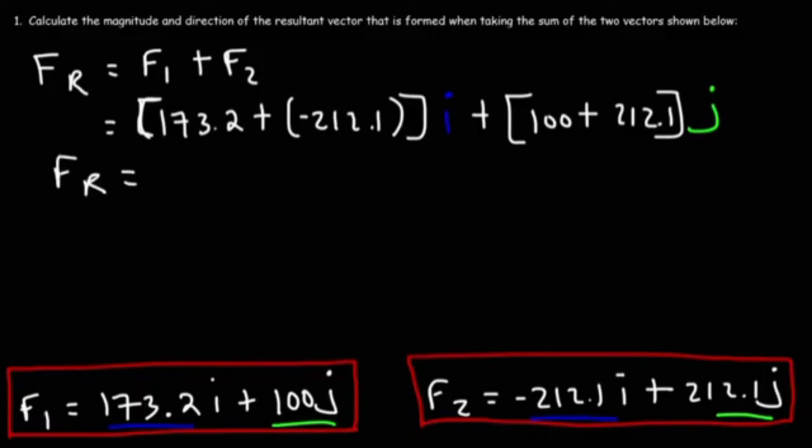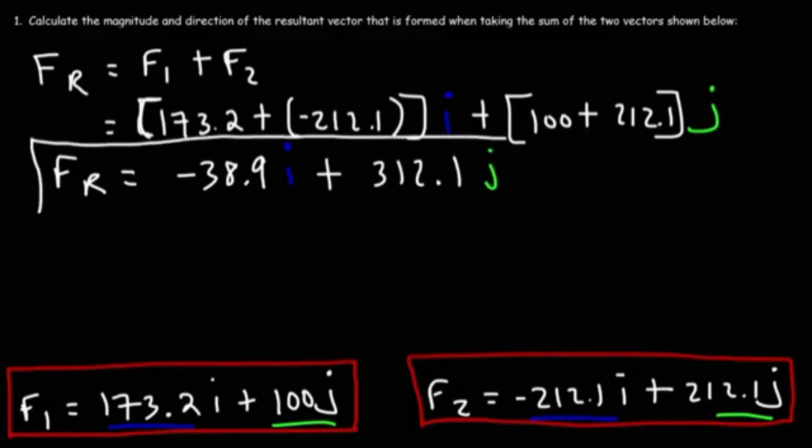So 173.2 plus negative 212.1, that's going to be negative 38.9 times the unit vector i. And then we have 100 plus 212, so that's 312, and then times the unit vector j. So this is the resultant vector in component form.